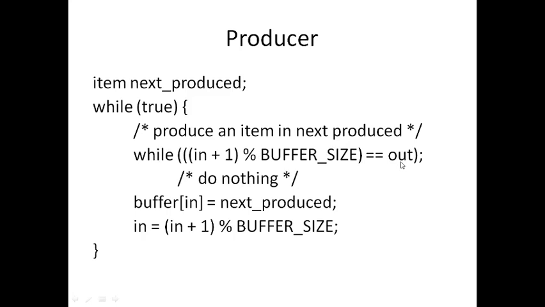Whereas if there is space, then the loop will terminate and the producer will come to this line. New data is put into the buffer and it increments the buffer size. In fact, it modifies the value of in, because in has to be referred to by the consumer to know whether there is data in the buffer or not. So accordingly, the in is updated by the producer.